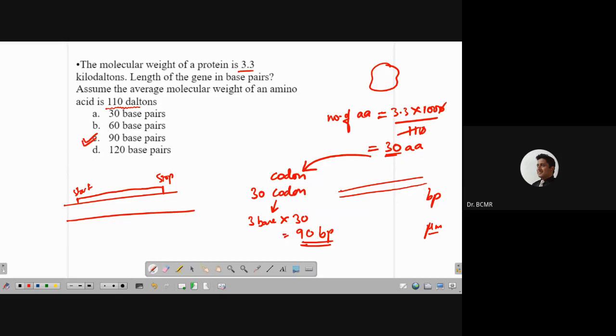Okay, I'll quickly tell you how it is done. You have to calculate the number of amino acids. Number of amino acids is the first step, and for that you use 110 daltons, the average molecular weight of an amino acid. From there, you should be able to calculate the number of codons, and from there you will get the base pairs. And again, if I had to ask you to tell me the size of the gene in micrometers, you would have had to do one more step.